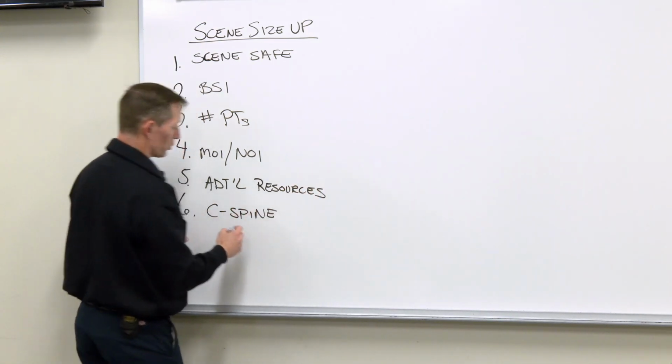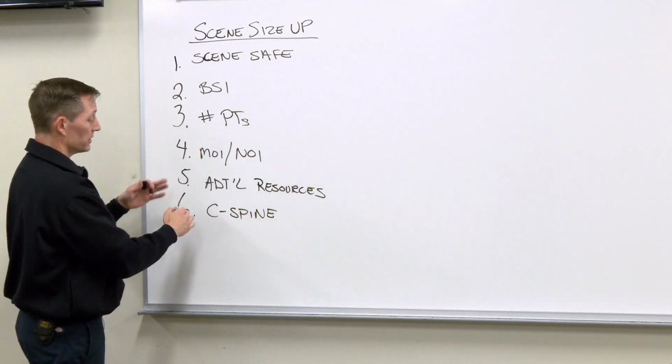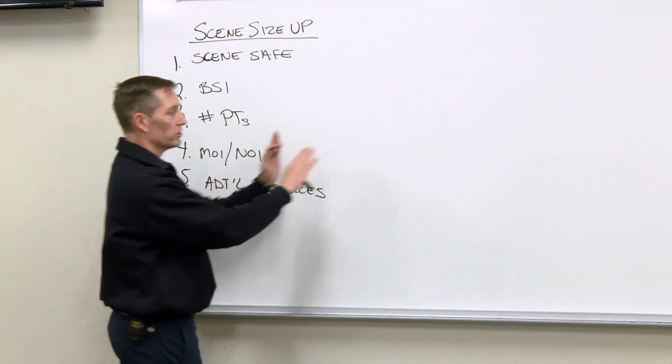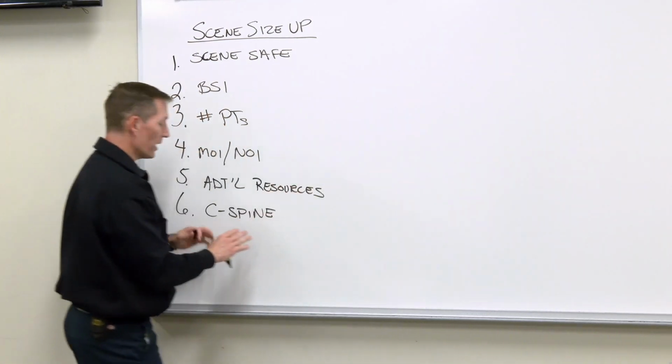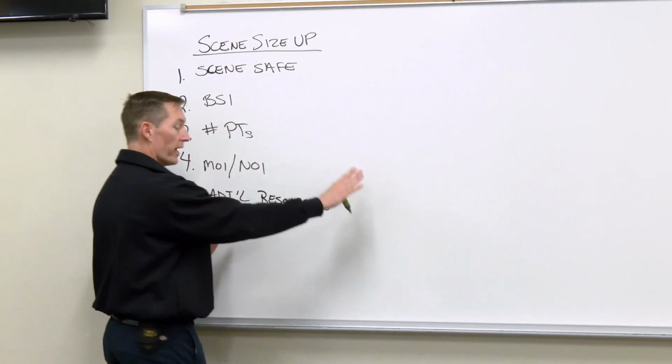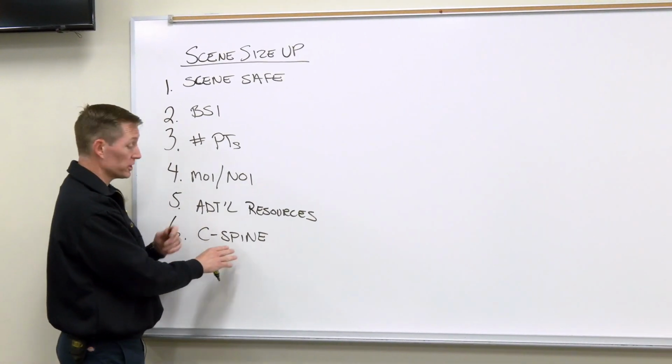And C-spine precautions are really important to utilize in this initial assessment before I've placed any hands on my patient, because as I move into what's called my primary assessment, I'm going to start putting hands on my patient and manipulating them, and I don't want to do that if I have any potential C-spine injuries.